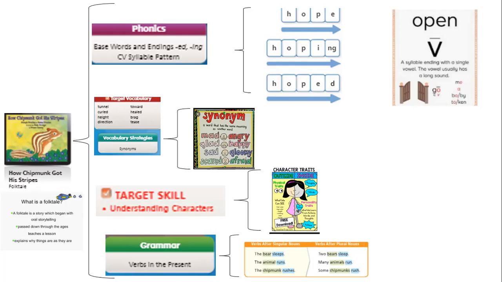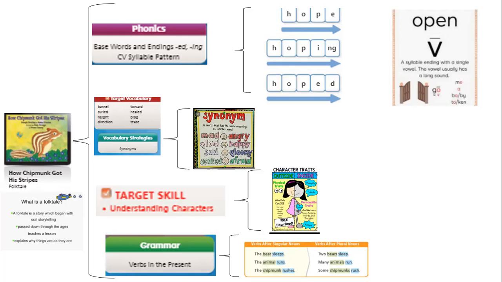Okay. And the last skill is our grammar skill, and that's verbs for the present. Verbs for the present usually end with S or ES. Now, if you have one person, place, or thing that is your subject, like the bear sleeps, I want you to notice that they add the S. But if you have a plural noun like two bears, we don't say two bears sleeps. That would be too many S's. We do not put the S at the end of that verb.